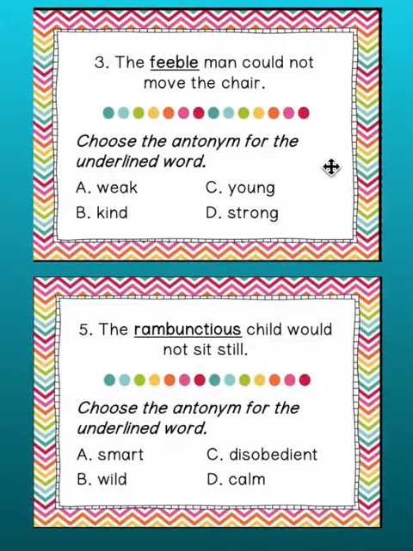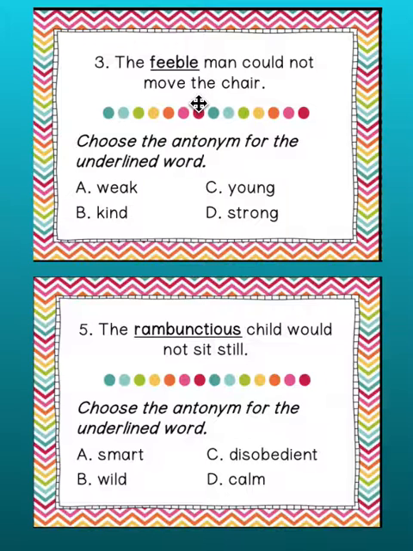I want to review yesterday's because some children made errors. So yesterday's sentences were these. The feeble man could not move the chair. Okay, so I'm analyzing the sentence. If someone is feeble and they cannot move the chair, that means they must be weak, right? They're not strong. So if they're kind of weak, that's the synonym.